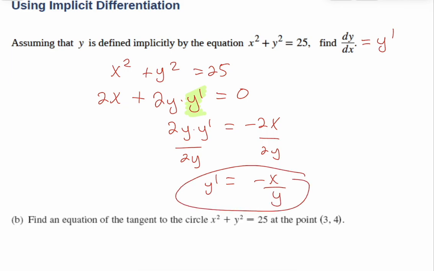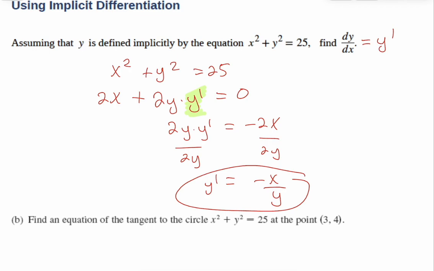So that is what y prime is equal to. What's interesting, you might find, is that our derivative has x's and y's in it. It's determined by both of our points. Now that still represents the slope of the tangent, but you'll have to plug in the x and the y to find it.